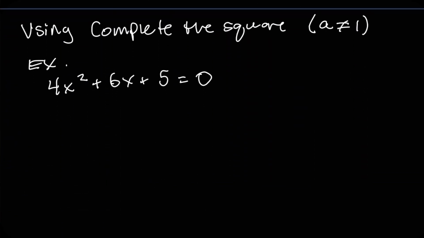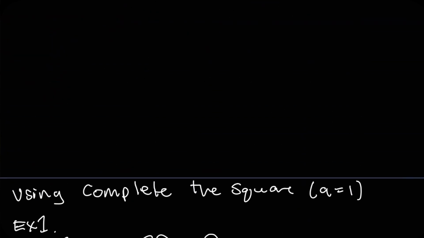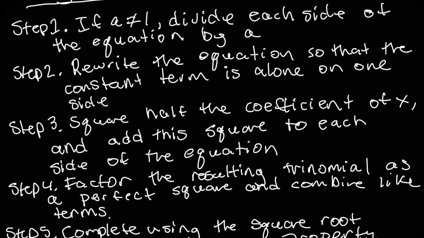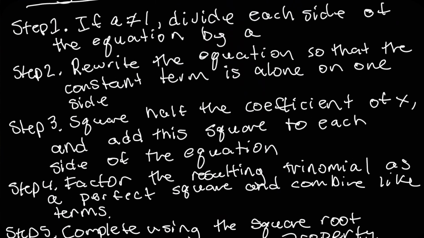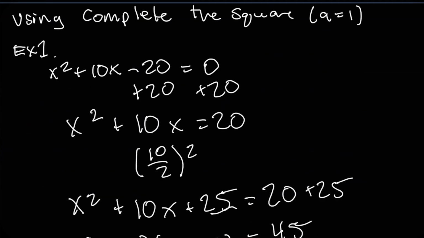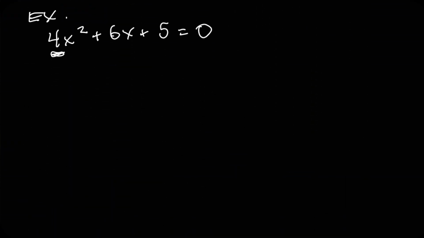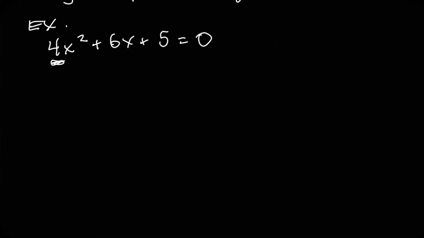Okay, so we looked at when a was equal to 1. Now let's look when a is not equal to 1. So in this case, our a is going to be this 4 right here. So we need to go ahead and follow our steps. So let's see what our steps said here. It said if a is not equal to 1, divide each side of the equation by a. So we need to divide each side of our equation by this 4.